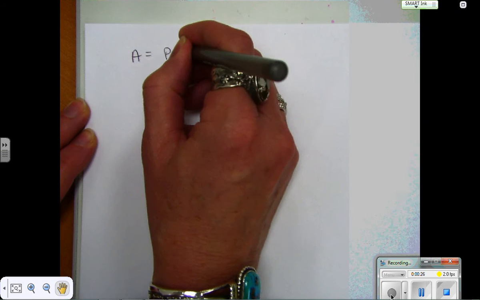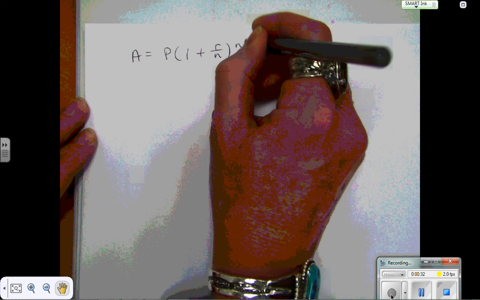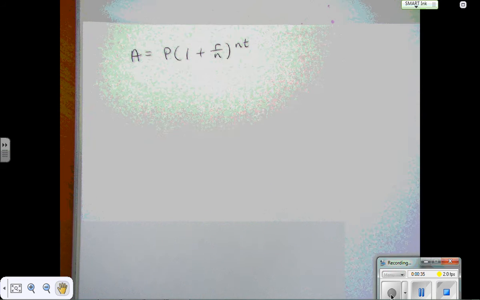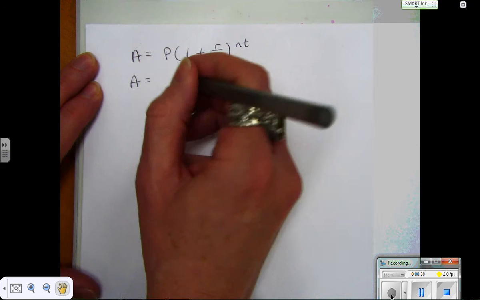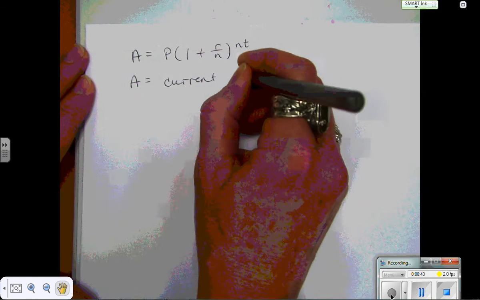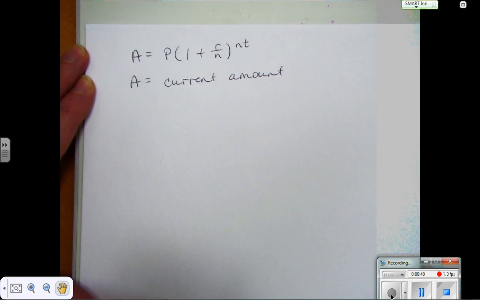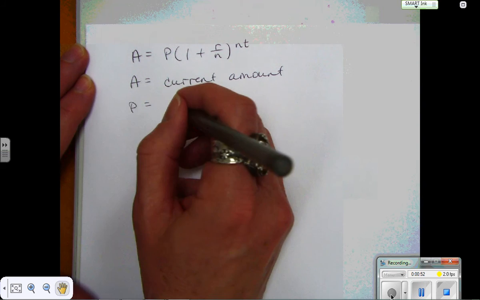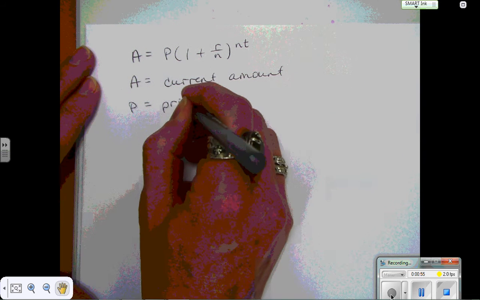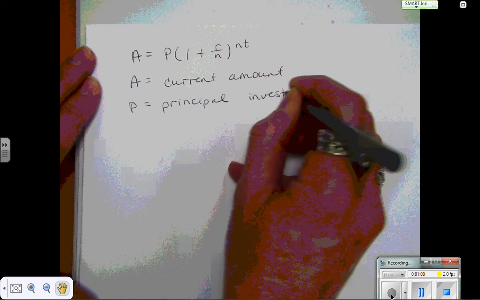Okay, so let's look at the equation they give you for compound interest. And let's define all of the variables so you'll know what to substitute in when you get to a problem like that. Okay, so your capital A represents your current amount, or what the amount grows to. So like what will it be in the future if they want that kind of a problem. Okay, your capital P represents the principal. That's like your initial investment. What you start with.